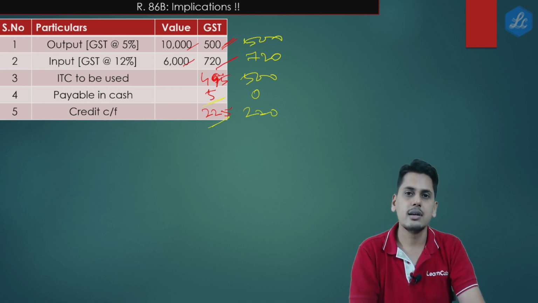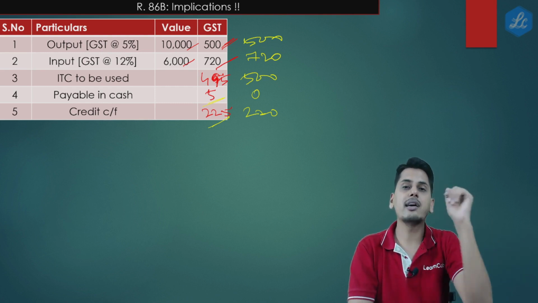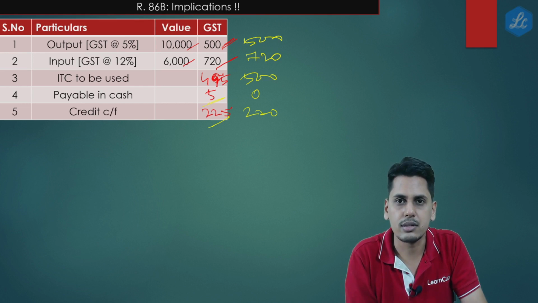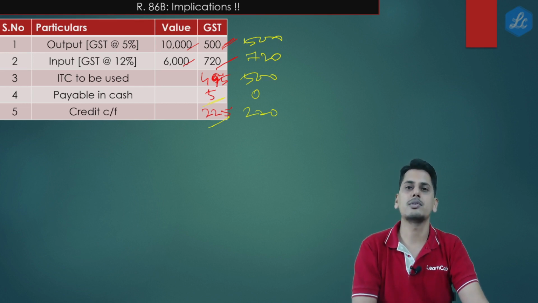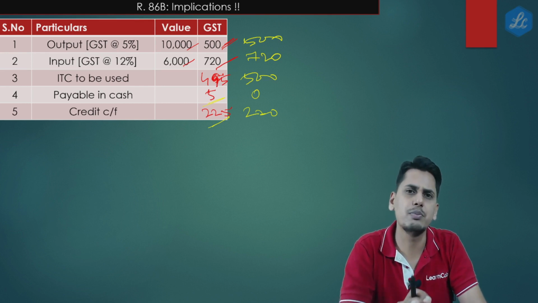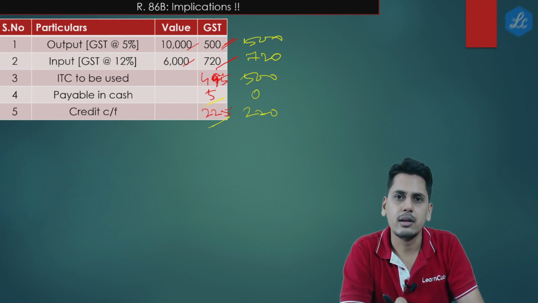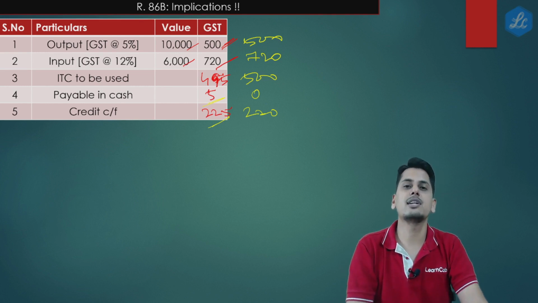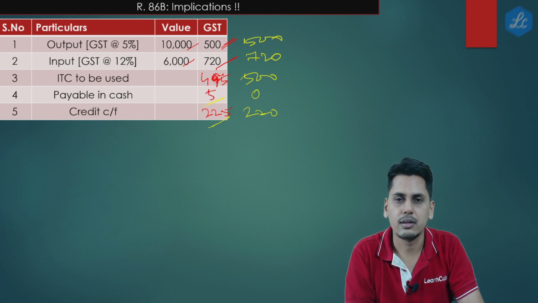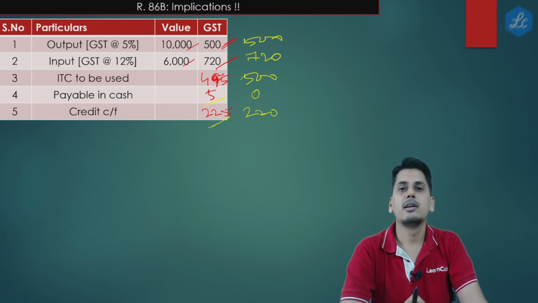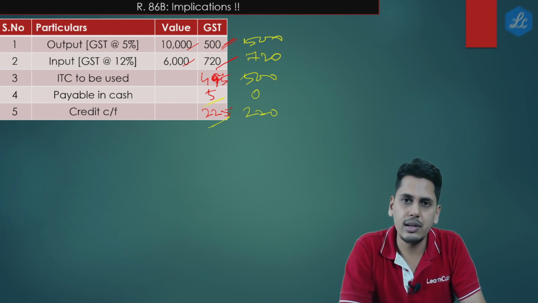Over and above this, because of 86B, you are further increasing my working capital problems. Should there be a solution to this? Should 86B not apply to those persons whose tax structure is inverted duty structure? The answer is yes. But is a blanket exemption given? The answer is no. The exemption is similar to the exemption which was given to the exporters.